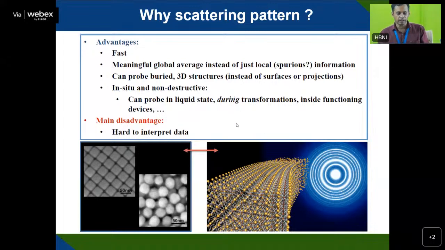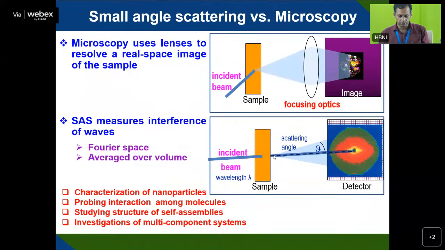The major disadvantage is that, being a global average instead of a local one, interpretation of the data is quite difficult. You need to follow many models and fit your data to find out the information you want to get.